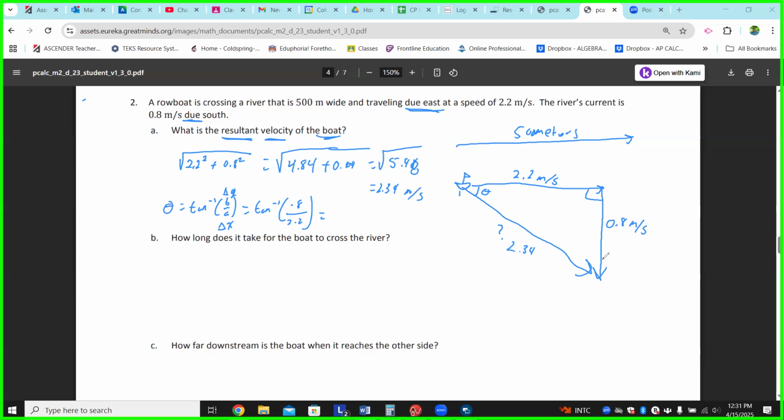Okay. Let's try that again. What's the tan inverse of 0.8 divided by 2.2? Are we in degrees? Radians? Make sure you're in degrees. 19.9? 19.8? Looks to me like 20. Okay. So this is actually a 20-degree angle.